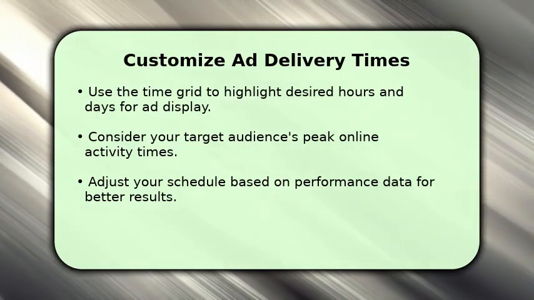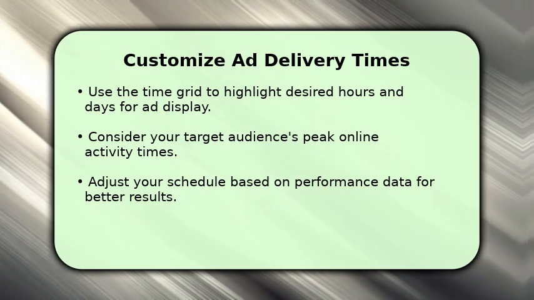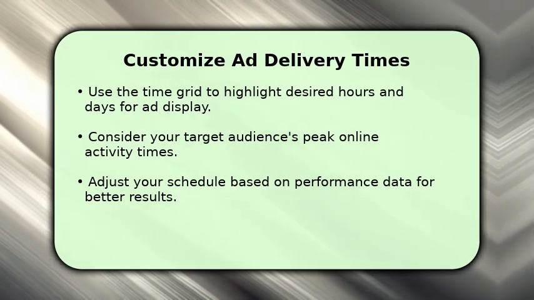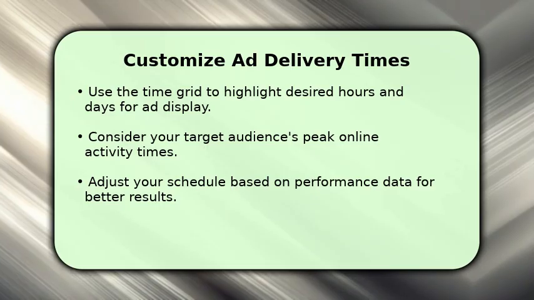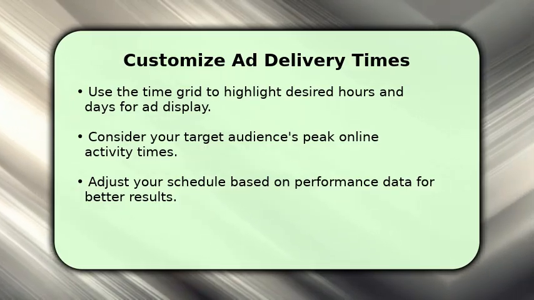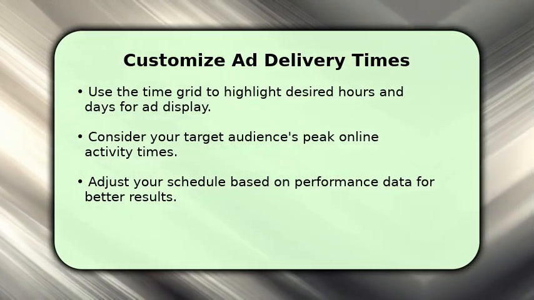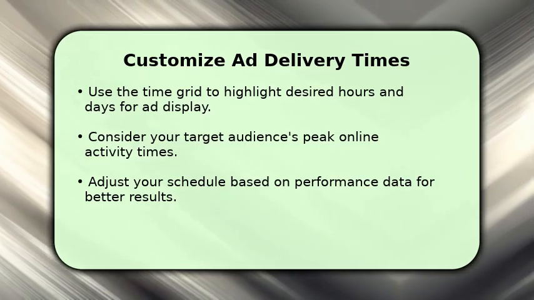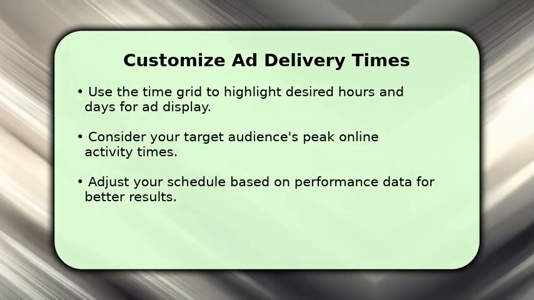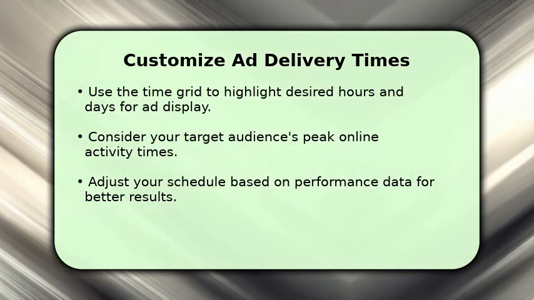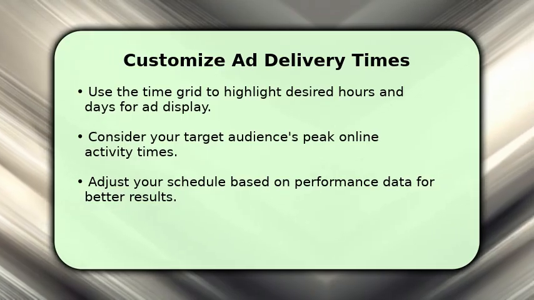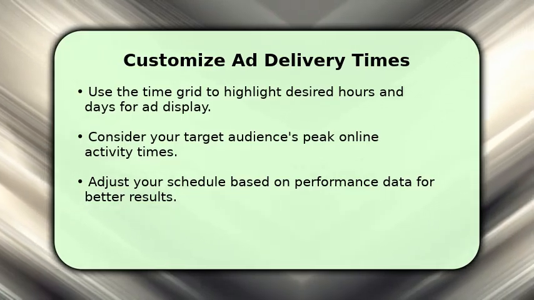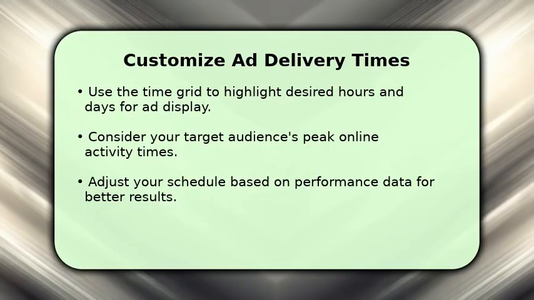Customizing your ad delivery is straightforward. You'll see a grid representing days of the week and hours of the day. Simply click and drag to highlight the specific time slots when you want your ads to run. For instance, if your audience is most active between 6 p.m. and 10 p.m. on weekdays, you can easily set your ads to appear only during those 4 hours. This precision helps optimize your budget and reach.